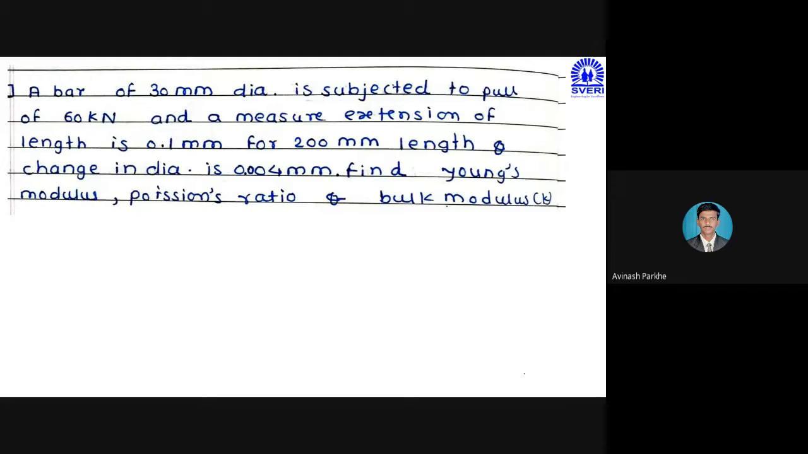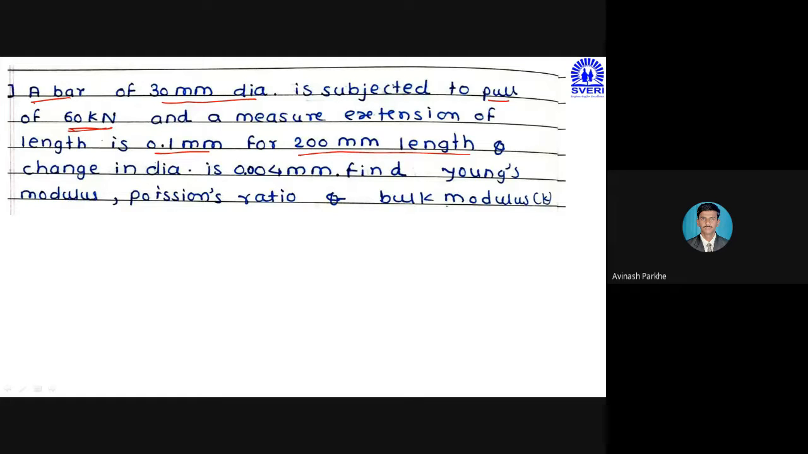Now, first of all, I will read the statement and then we will check which particular relation solves this. Okay, a bar of 30 mm diameter. Bar means it is circular in cross section, therefore it has a 30 mm diameter, subjected to a pull of 60 kilonewton. Pull means a tensile load is applied, and its magnitude is 60 kilonewton, and the measured extension of length is 0.1 mm for 200 mm length.